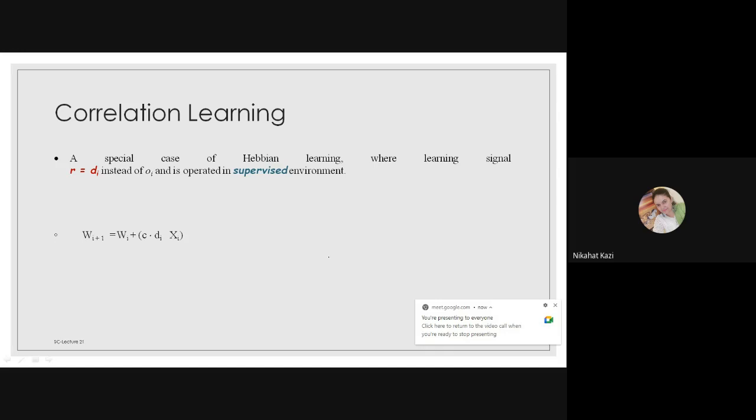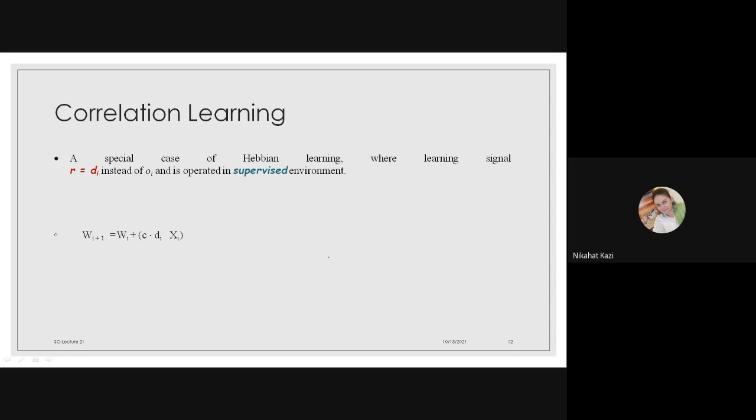Now, correlation learning is a special case of Hebbian learning. What happens here is the signal R. In Hebbian learning, you know that R is equal to F of W transpose X directly. The proposed Hebbian learning is an unsupervised algorithm. This is a special case of Hebbian learning where R is equal to D instead of O.